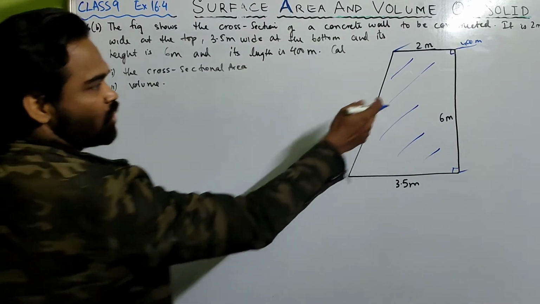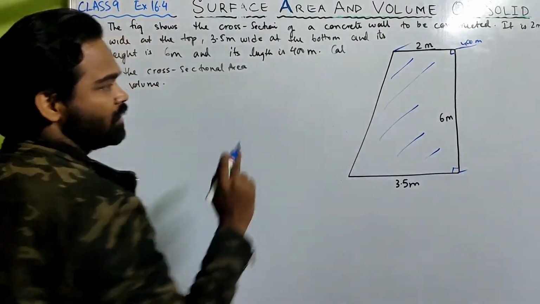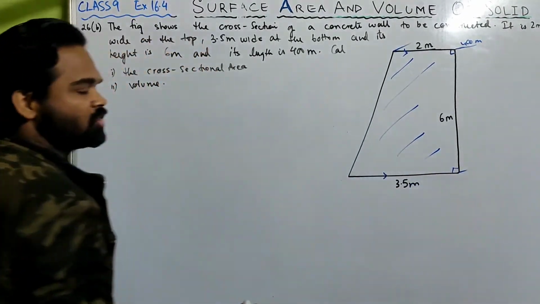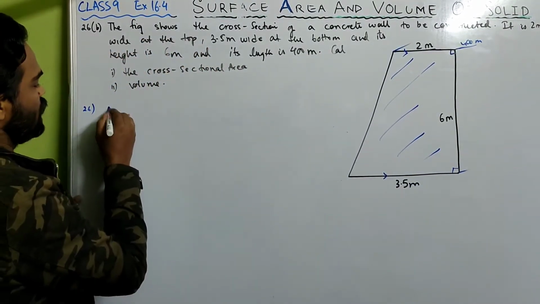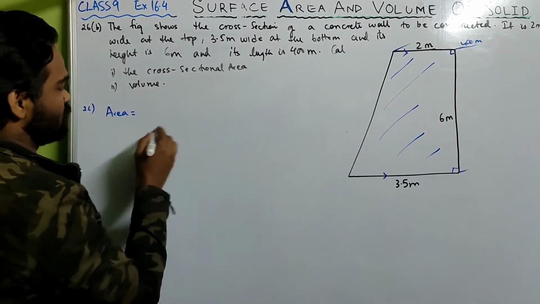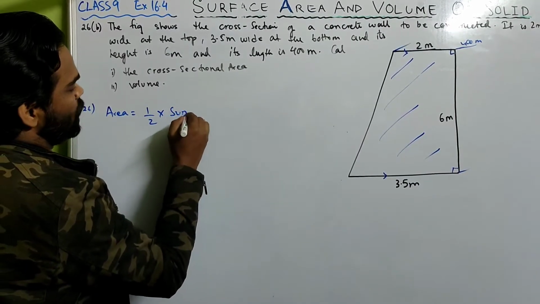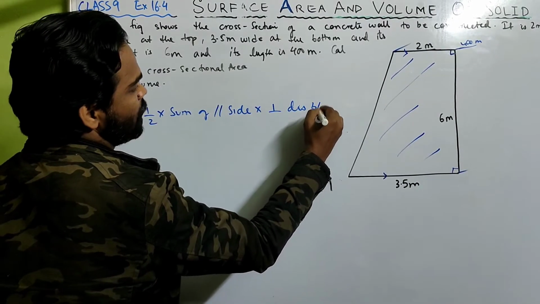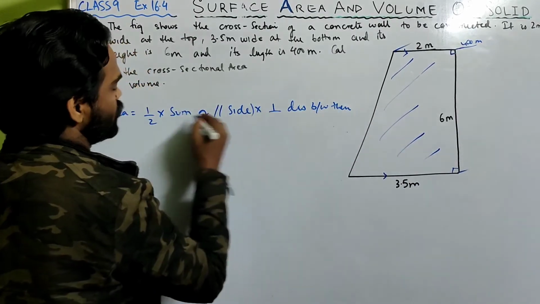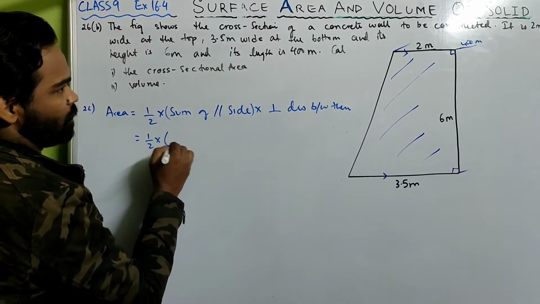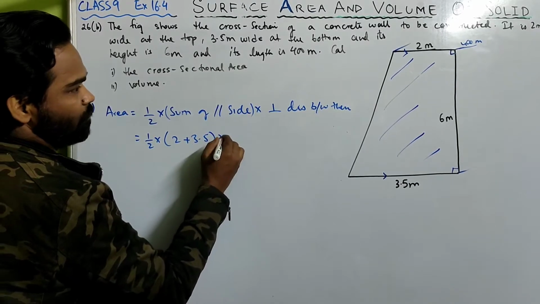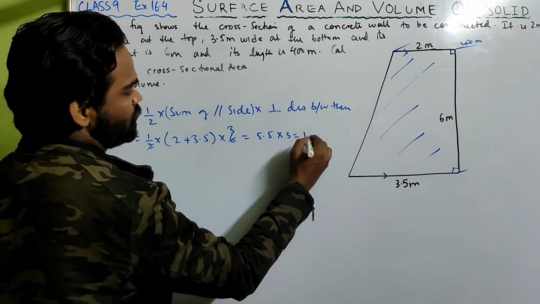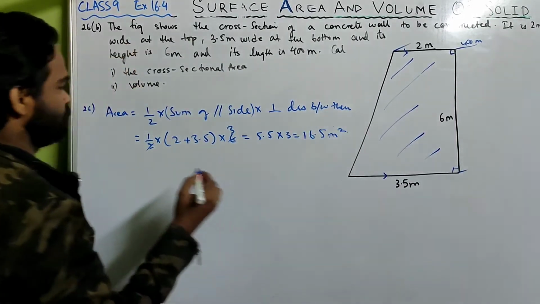Pretty easy. If you look at the cross section area, which is this part, it's a trapezium. These two sides are parallel, and that's the perpendicular distance between the two parallel sides. So area of cross section, which is a trapezium, will be half into sum of parallel sides into perpendicular distance between them. So it's half multiplied by 2 plus 3.5 multiplied by 6, that is 3 times, that's 5.5 multiplied by 3, that's 16.5 meters square.